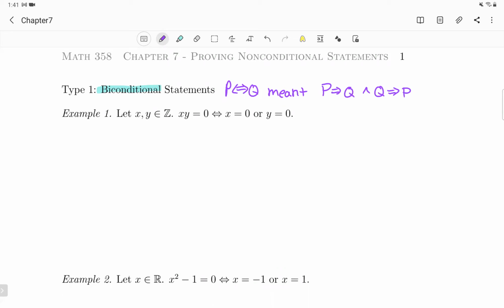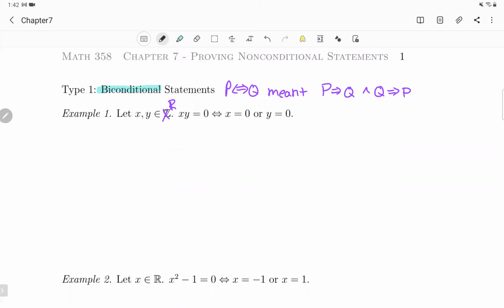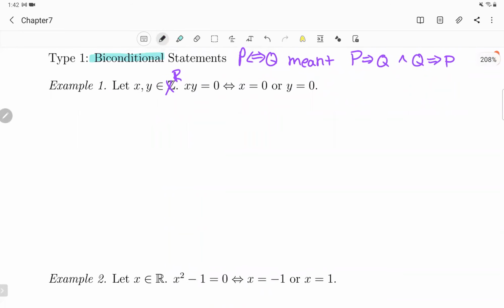So example 1, this is a fact we've been using, but now we'll actually prove it. I just wanted to get to biconditionals first. I have integers here, let's make it real numbers because it's true for real numbers. If 2 real numbers multiply to 0, then one of them is 0, or vice versa. If one of them is 0, they multiply to 0. Your favorite, right? Super obvious statement. How the heck do we prove it? Well, it's not going to be bad. So here we go. Proof.